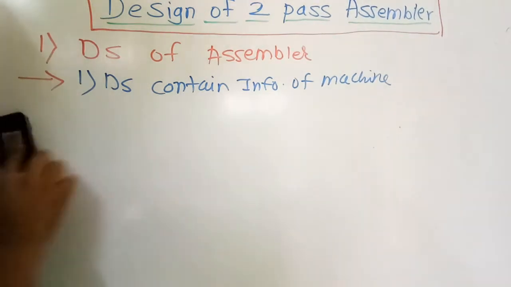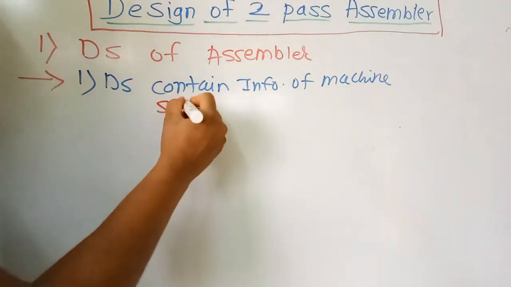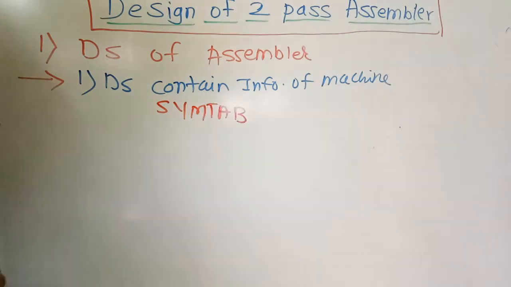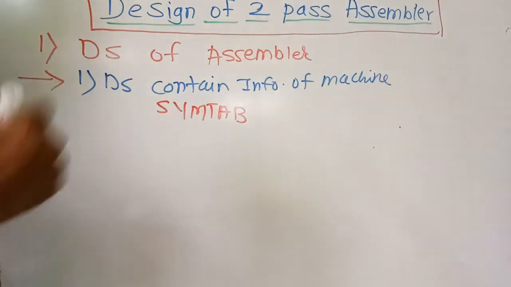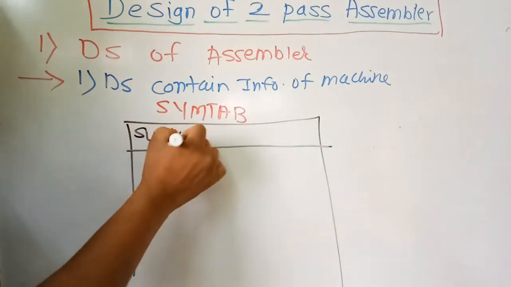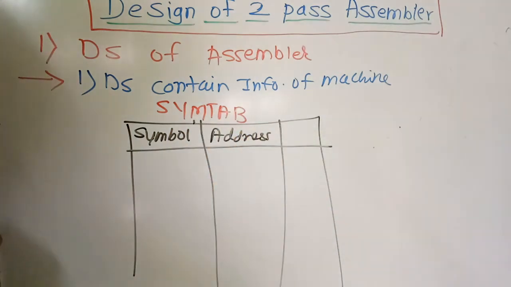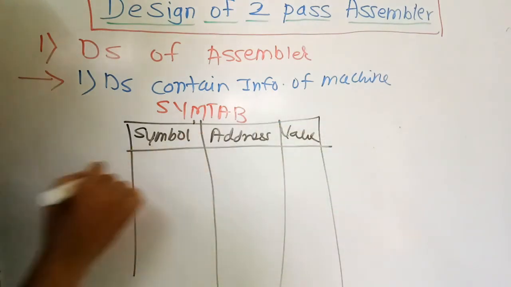Some data structures are updated by the user. And which are the different data structures updated by the user? That are the symbol table, literal table, and the pool table. Okay, so first of all, we will see the symbol table. Which are the different fields that come under this symbol table? First is the symbol, second is the address of that symbol, and third is nothing but the value of that symbol.